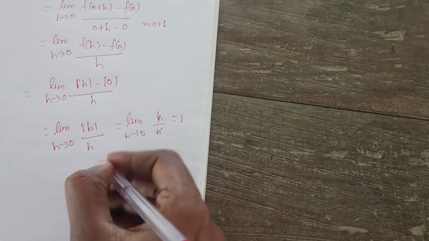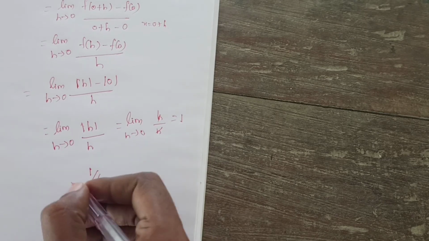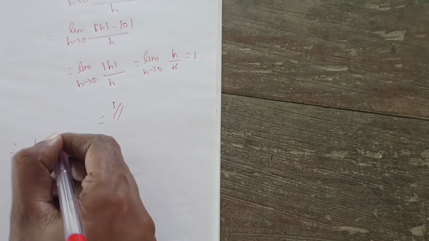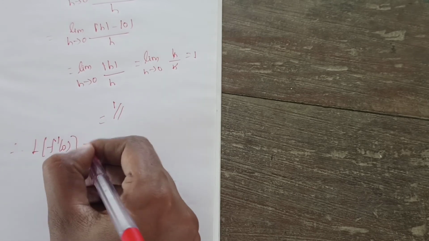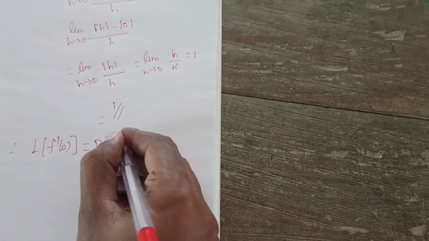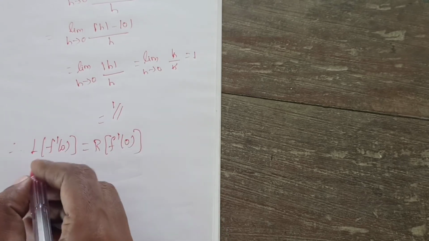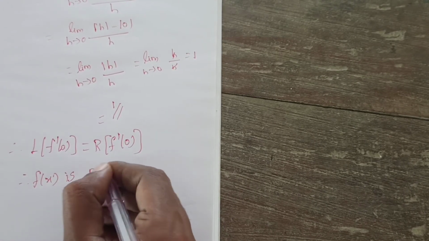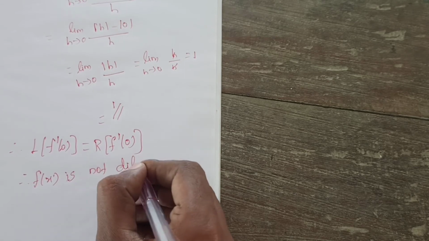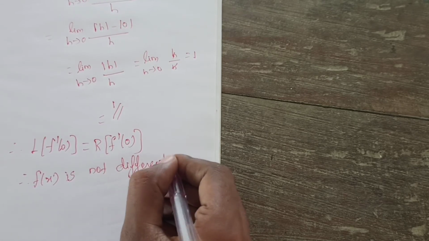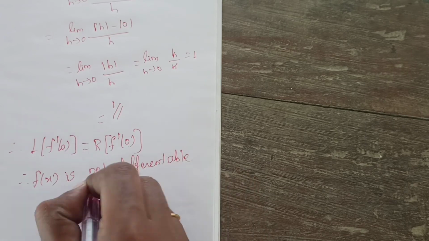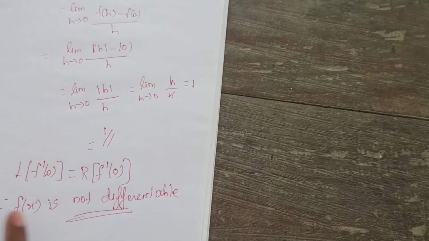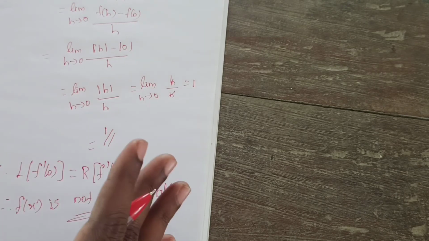Whether both are equal or not equal, correct? Therefore L of f dash of 0 is not equal to R of f dash of 0. So what can you conclude? f of x is not differentiable. Okay, so always keep it in mind. Don't confuse continuity and differentiability. So continuity, there will be a small difference. Differentiability, there will be a difference.